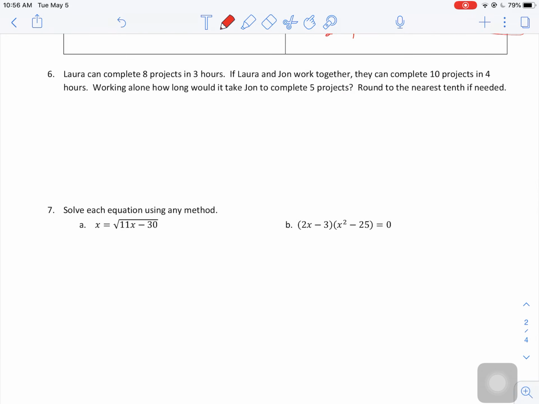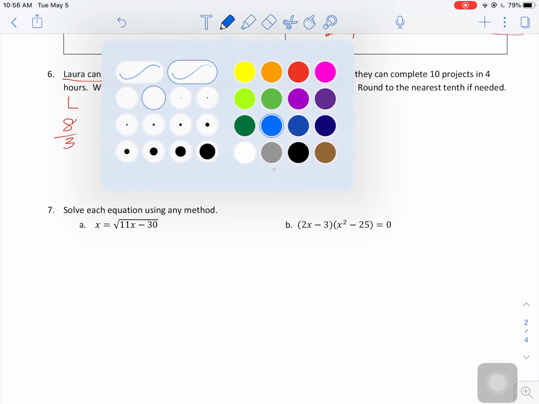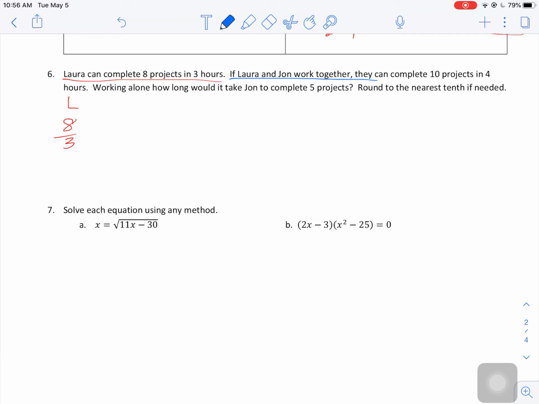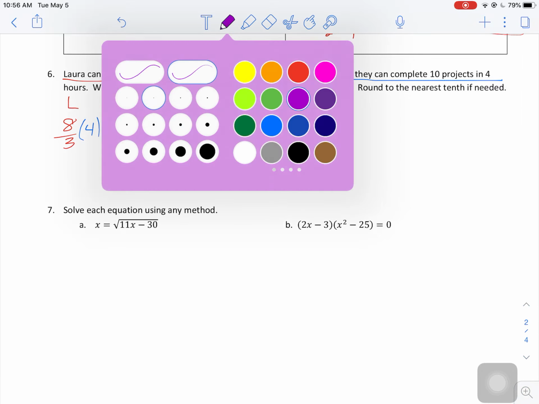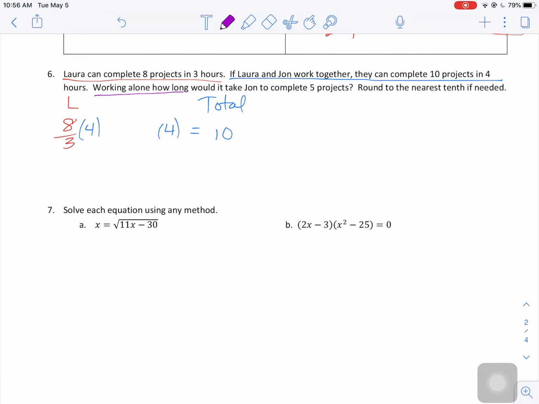Number 6, Laura can complete 8 projects in 3 hours. So Laura can do 8 projects in 3 hours. If Laura and John work together, they can complete 10 projects, so total 10 projects in 4 hours. So that 4 hours is the time it takes them to get 10 projects done working together. Working alone, how long would it take John to complete 5 projects?